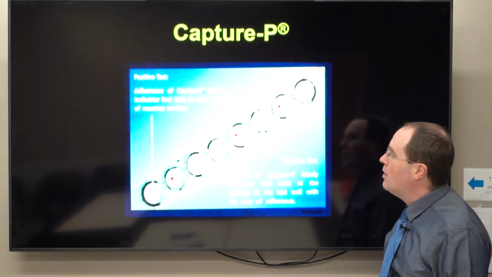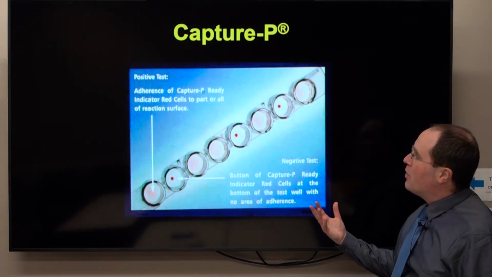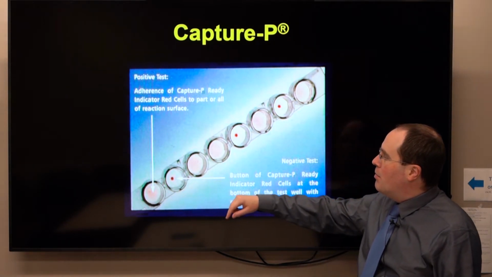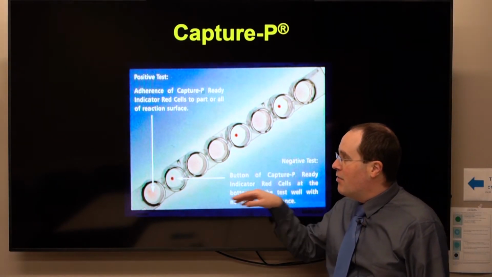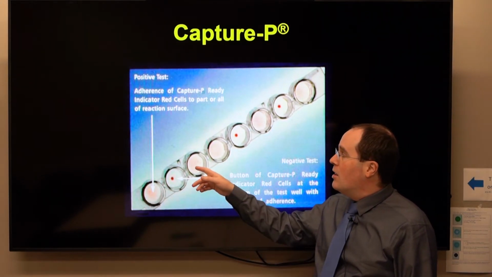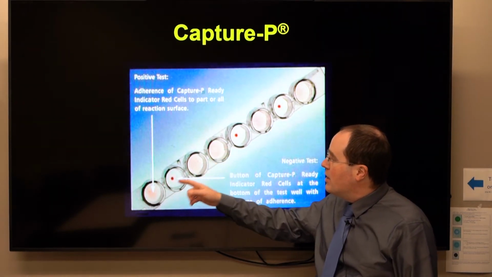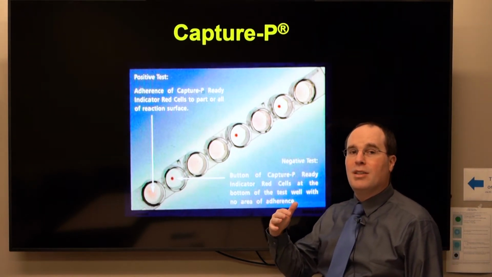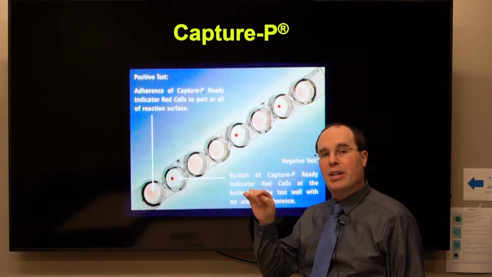So just some real life photographs. These red dots are negative. All the indicator cells have fallen through. There's nothing for them to stick to. And then this uniform lawn of redness here and here, and here and here are positive because there's red cell adherence to patient IgG.